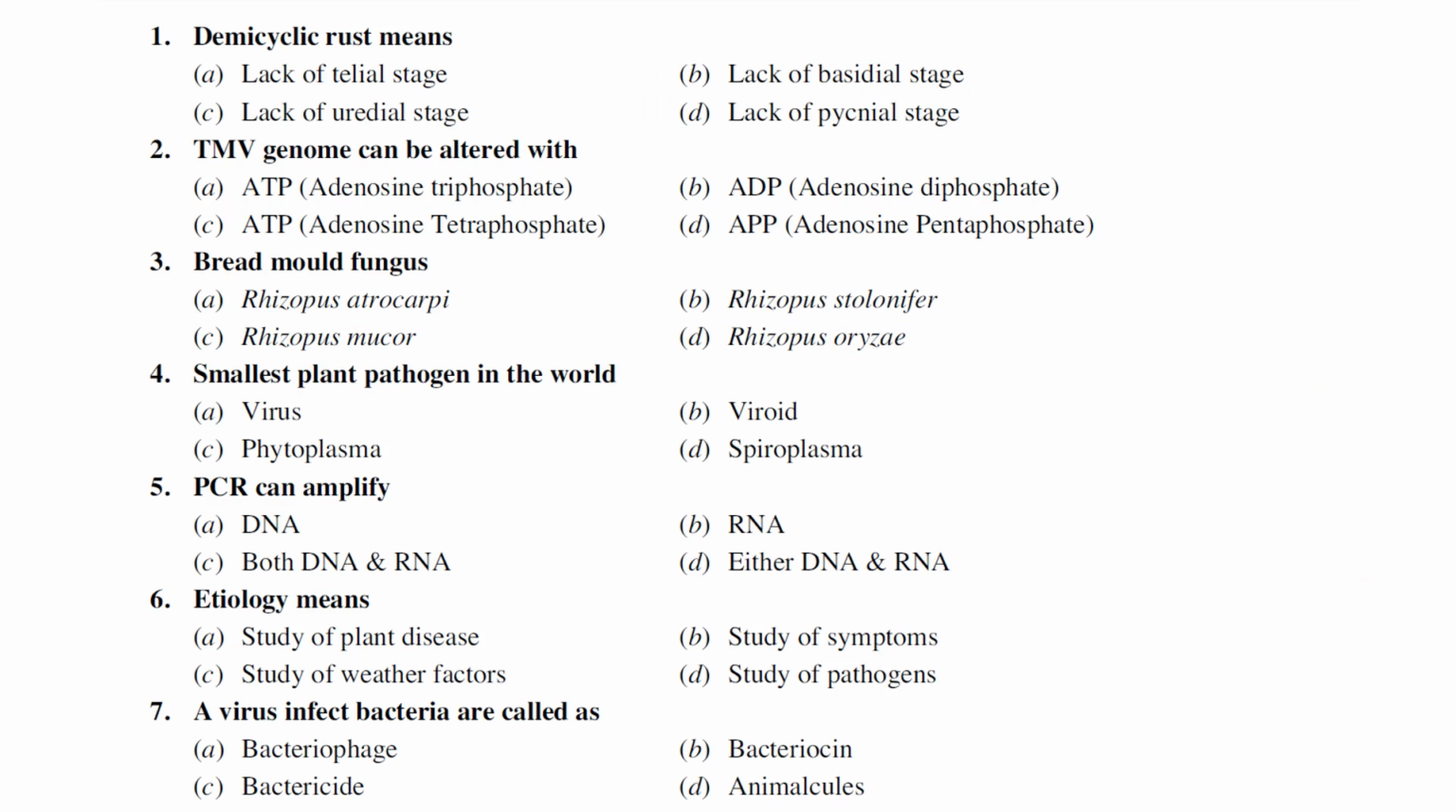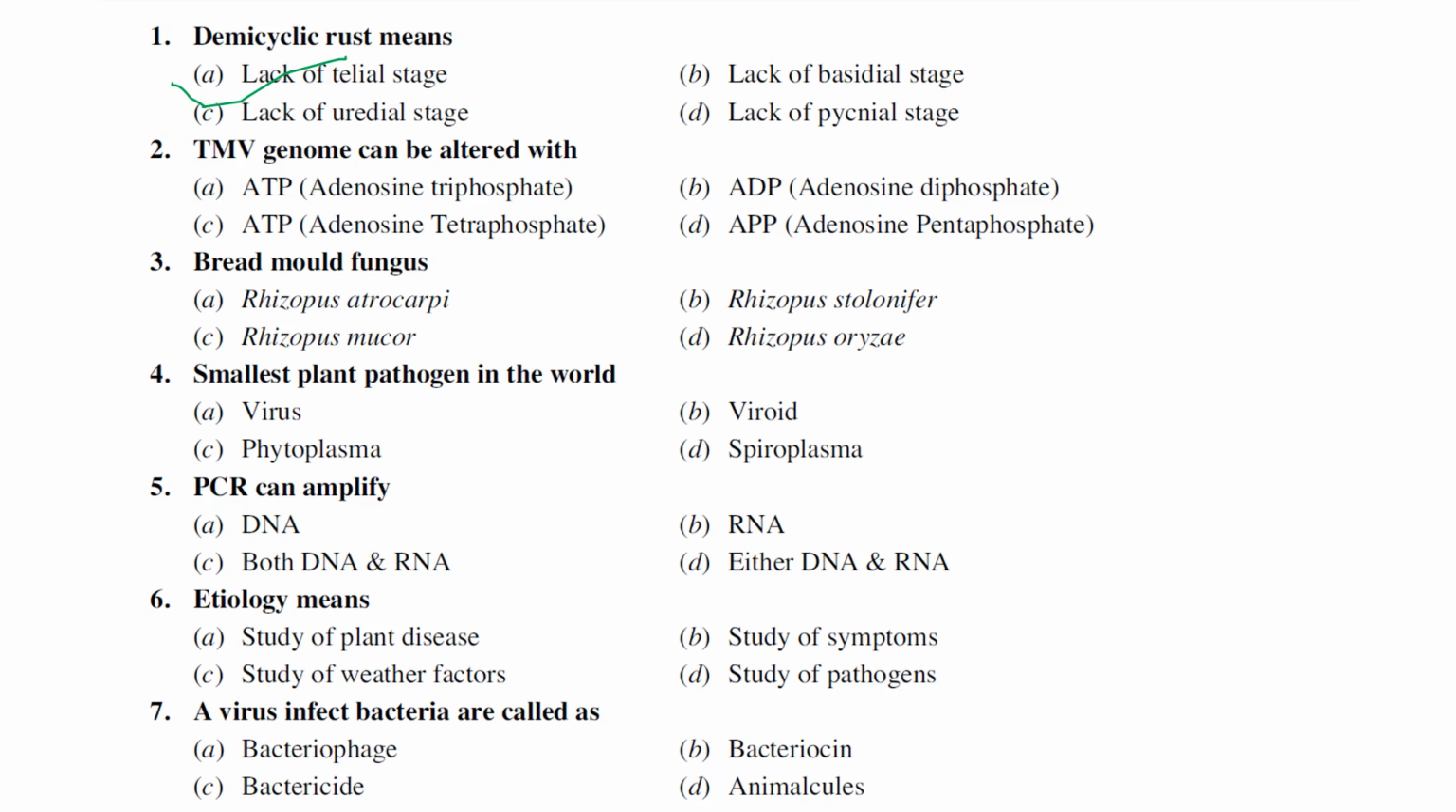Demicyclic rust. Demicyclic means lack of uredial stage is generally considered demicyclic, and this question was very important considering the previous question papers. If you see the previous NET question papers, this question was quite commonly asked over the past 6-7 years. So demicyclic means lack of uredial stage.